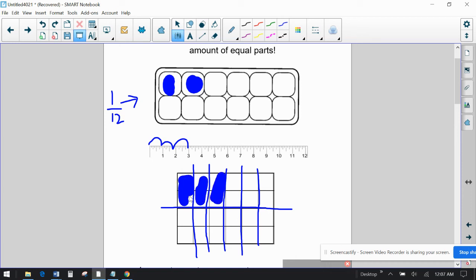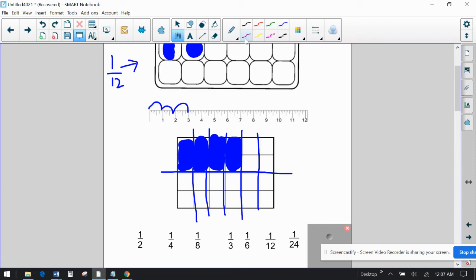So each twelfth is 2 24ths. Here's 4 24ths or 2 12ths. Here's 3 24ths, which is 6 12ths, or 3 12ths, which is 6 24ths. Here is another 12. So that's 4 12ths, which happens to be 8 24ths.